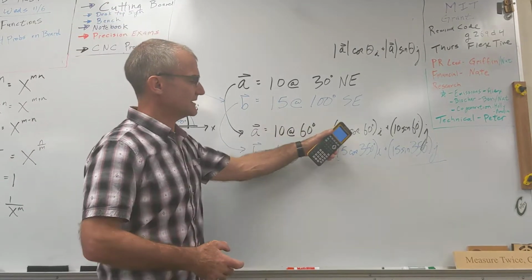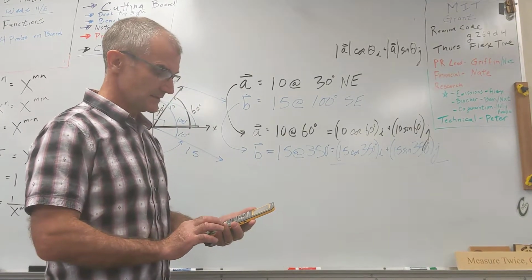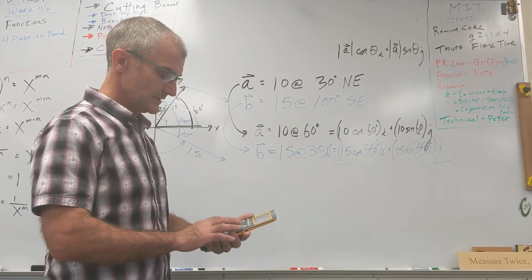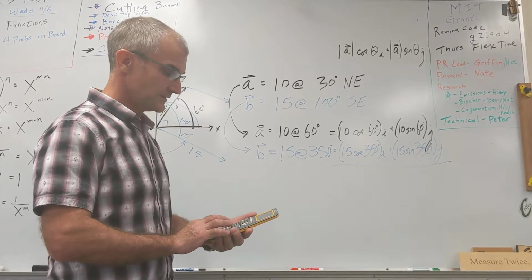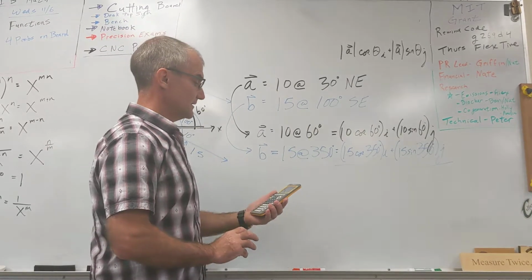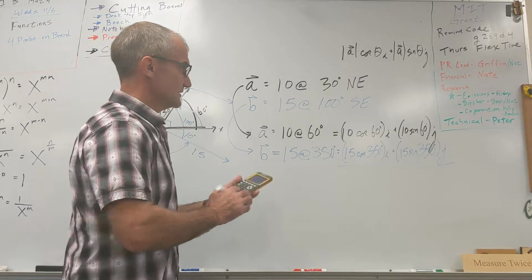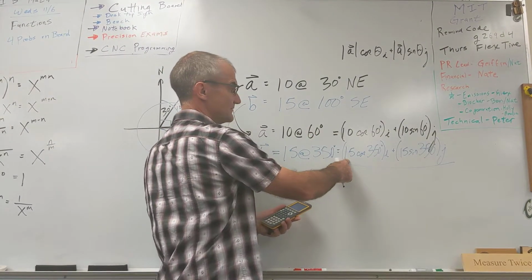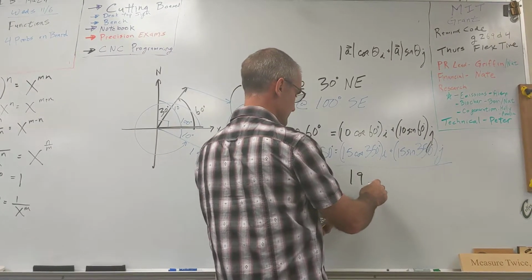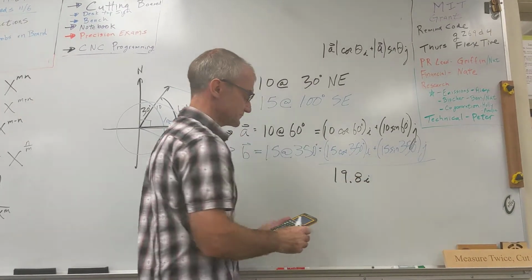Now I'm going to just take that, that's the number on my calculator. 10 cosine of 60 is equal to 5, plus 15 cosine of 350 is 14.7, and then I add those two together. So I take that value on my calculator and that value on my calculator, and it gives me 19.772, and that's my horizontal component.